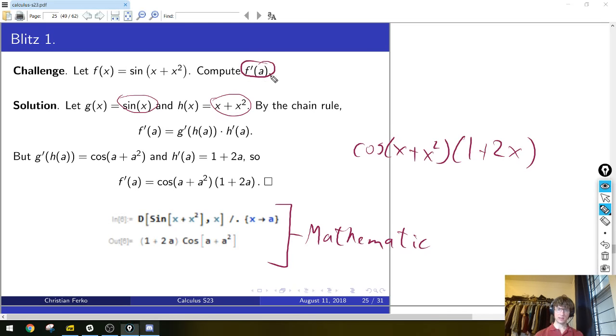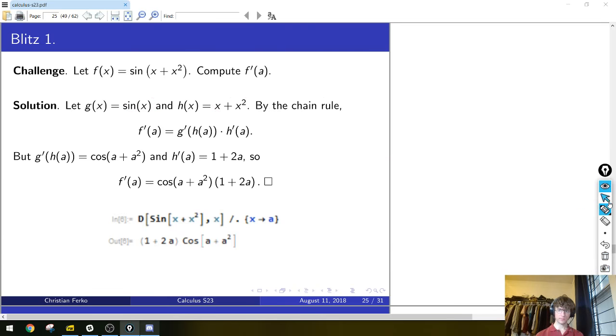If you want to plug in a particular point a, which is the way this problem was phrased, you just put an additional thing at the end to replace x by a. And then we get what we found before. Very simple, just D. Okay, questions on this blitz? Nope. Good, more.